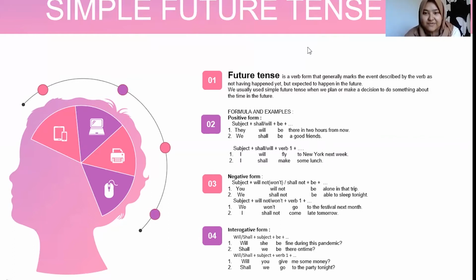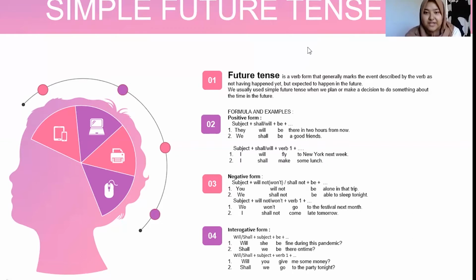We use the negative formula when we want to say that we don't want to do that in the future. So the first formula is subject plus will not or won't or shall not plus be. The example, you will not be alone in that trip. We can read it as won't, you won't be alone in the trip. Second, we shall not be able to sleep tonight. So that is the first formula.